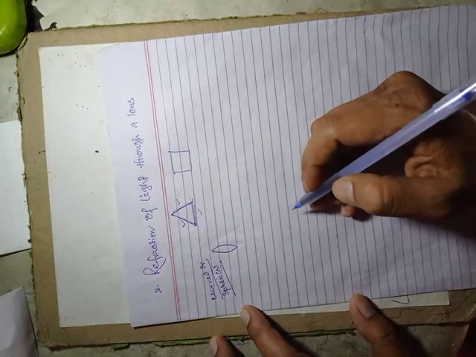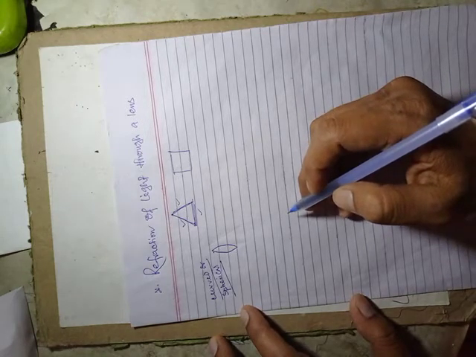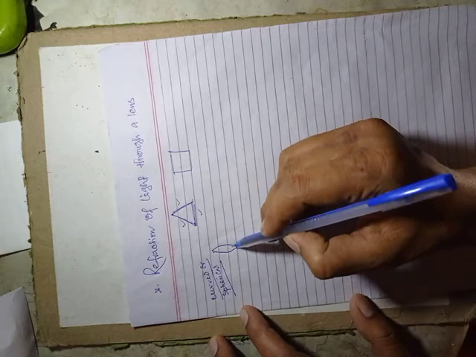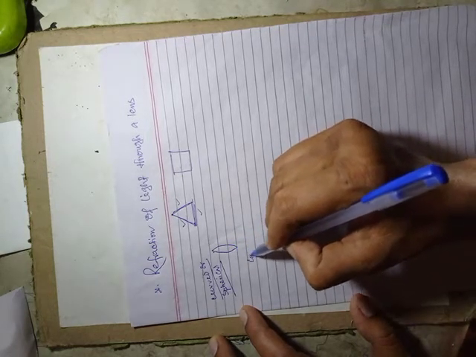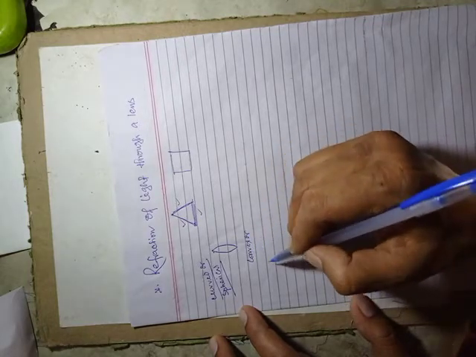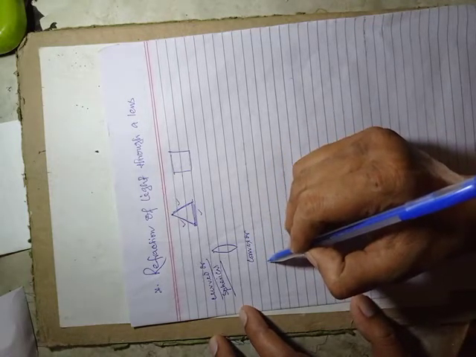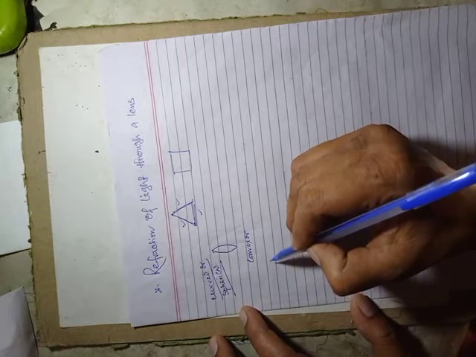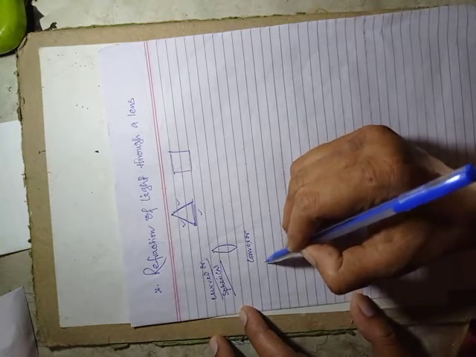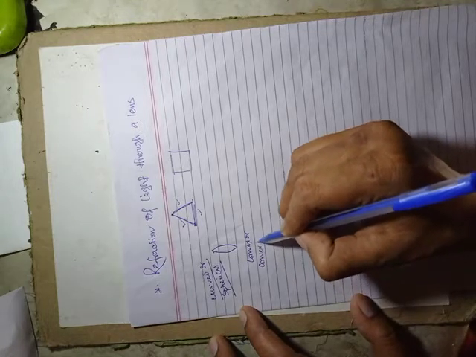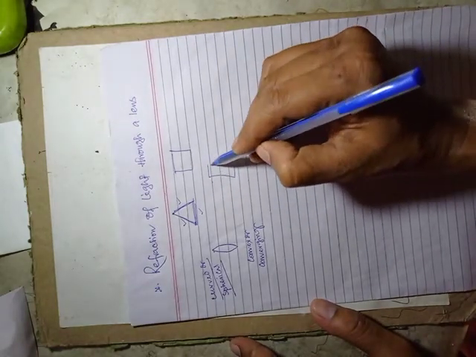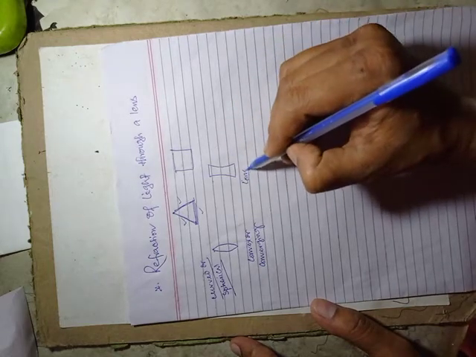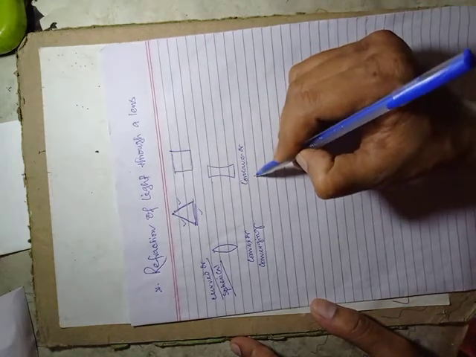Now, this spherical lens is of two types. Curved or spherical lens is of two types. One is known as convex. This type of lens is called convex, or it is called converging lens. Convex lens is also known as converging. Another one is this type, which is called concave, or diverging.